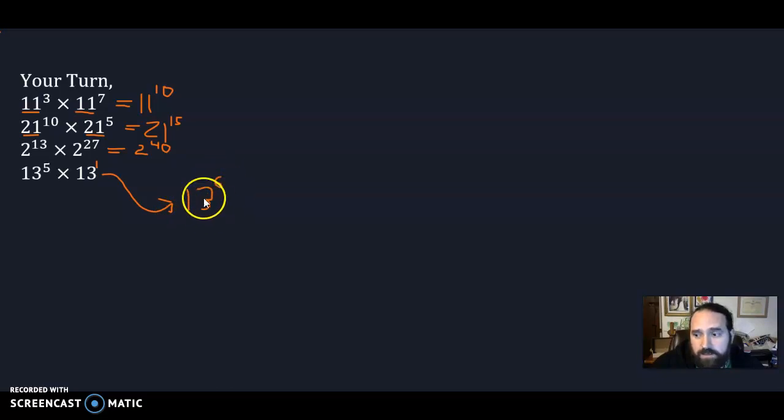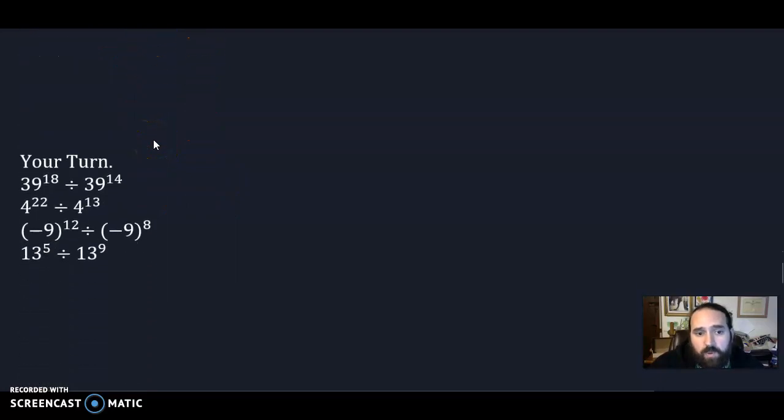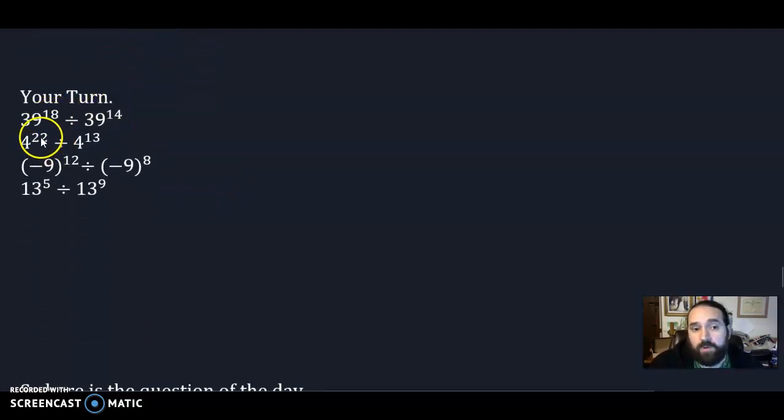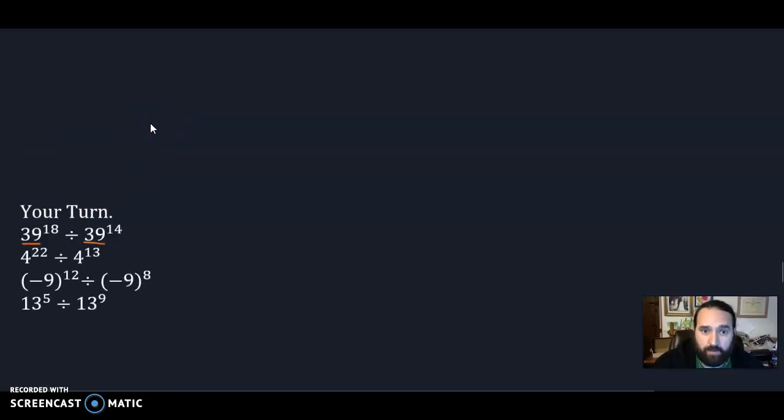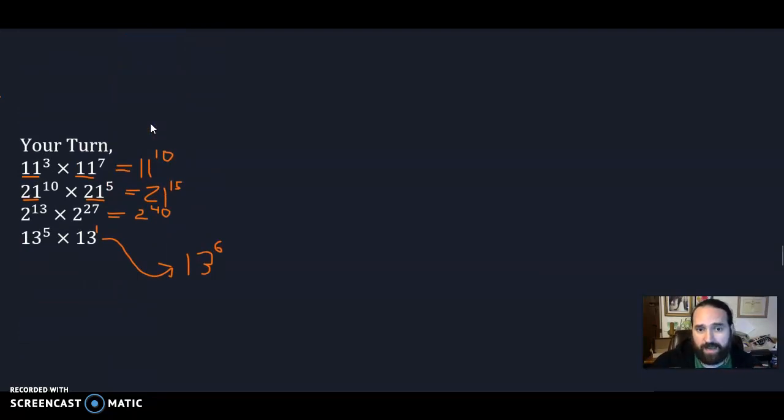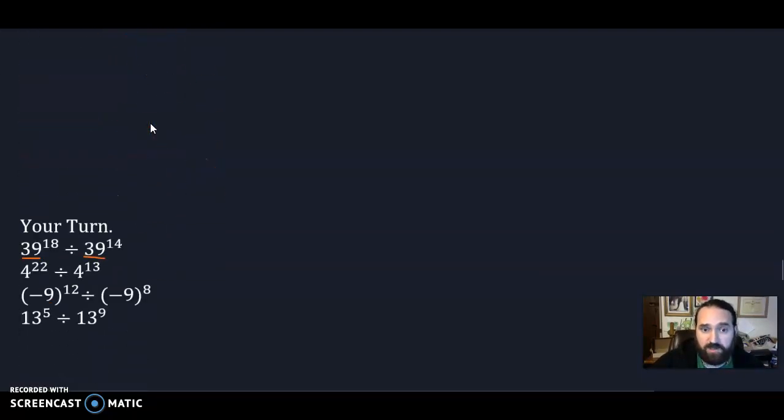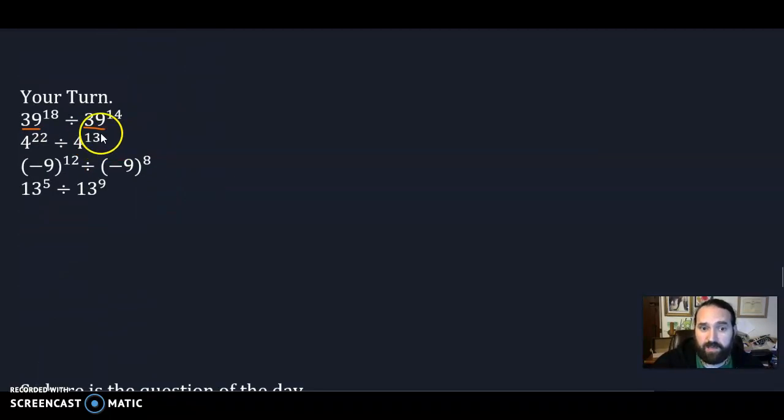So our base number would have been 13 and we would have had an exponent of 6. Today the big thing we approached was that when we do division with the same base numbers, we are going to subtract our exponents. Makes sense. Think about it, guys. When we multiplied, we added exponents. The opposite of multiplication is division, so we do the opposite of addition, we subtract. So like this first problem would have been 39 to the 18 minus 14, which is 4, or 39 to the 4th power.